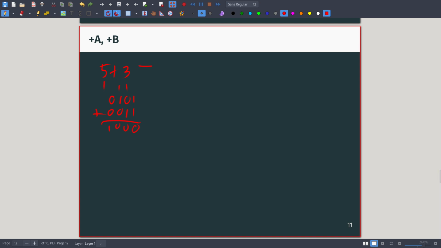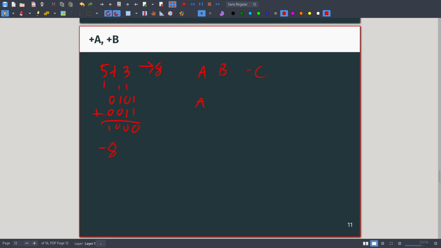We were expecting 8, but a signed 4-bit value cannot possibly encode 8. So we actually got negative 8. And that's no good. But you would agree that both these inputs are positive. So if A is positive and B is positive, but C is negative, that's bad.